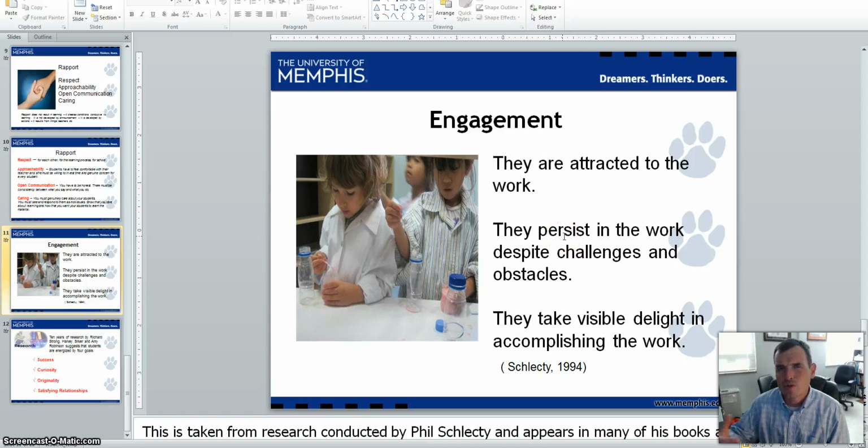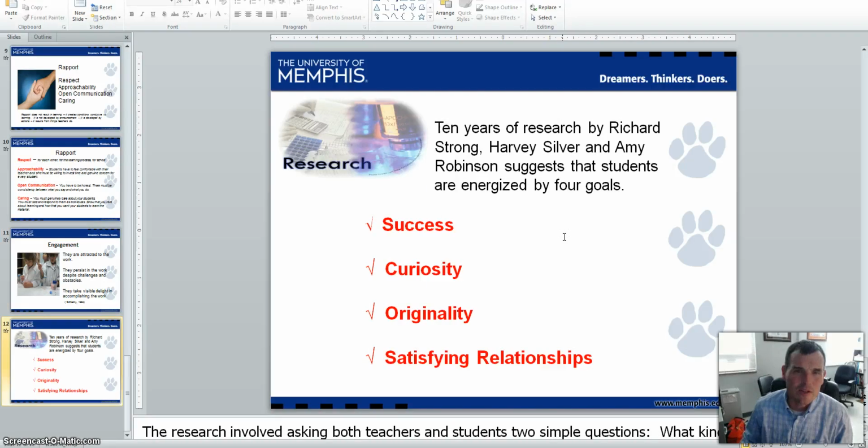Engagement. Look at the descriptors for engagement. They are attracted to the work. They persist in the work despite challenges and obstacles, and they take visible delight in accomplishing the work. So think about your classroom environment. If somebody was to walk in, are they going to recognize this among your students? And then we look at research, and notice what it says.